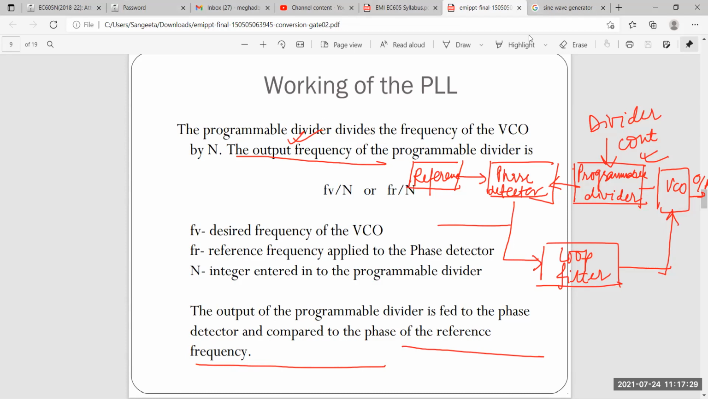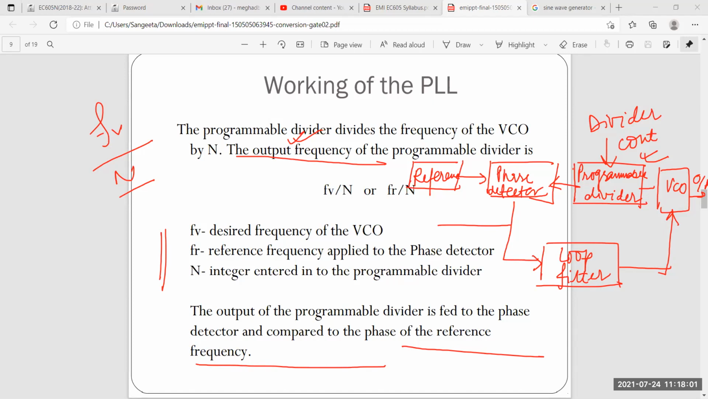That means if my frequency is FV, then it will be divided by N. FP, FR, what are these? It's written clearly here, you can see. FP is the desired frequency of the VCO, okay? And FR is the reference frequency that is applied to the phase detector. So two frequencies we have, and N is the integer that is entering into the programmable divider, okay?